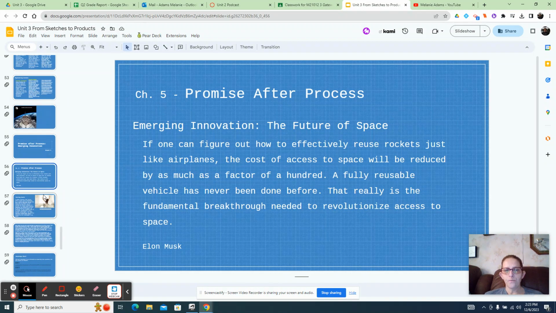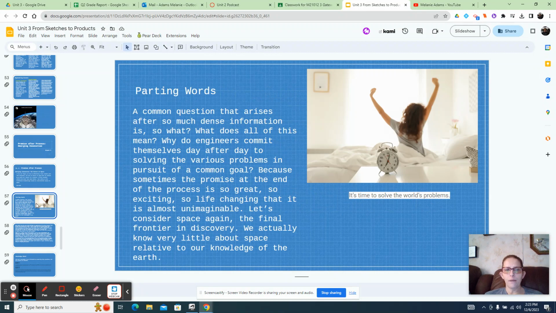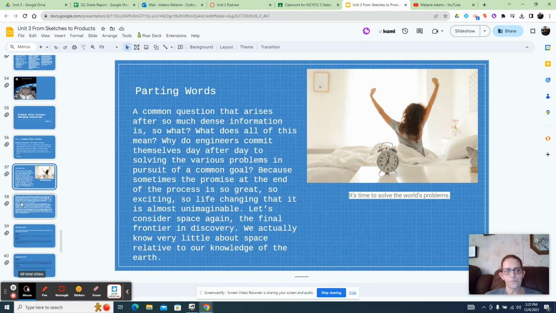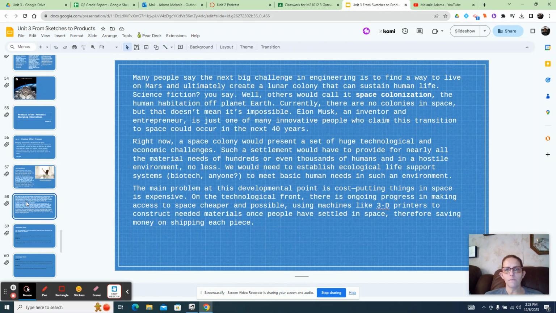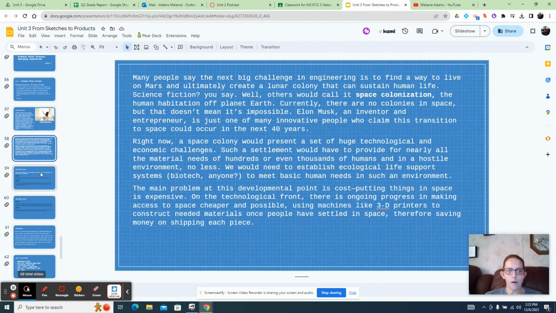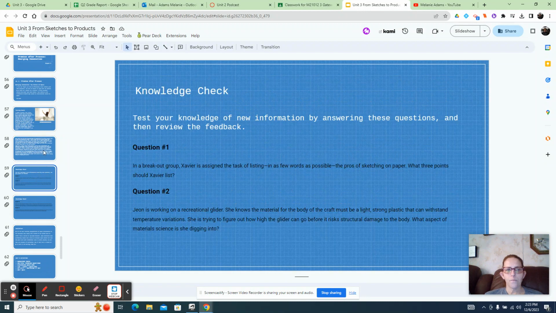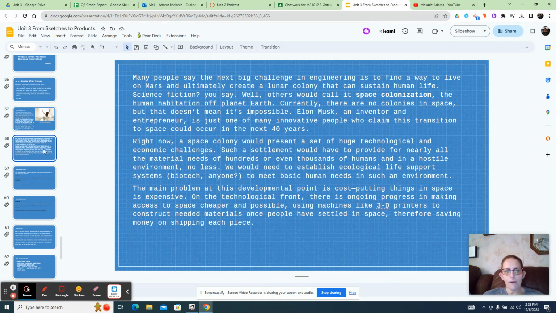emerging innovation. Okay. So this one talks about basically just a common question that arises. A lot of information was shared in this particular slideshow. So the next big challenge in engineering is to find a way to live on Mars in a lunar colony. We've heard this come up. Do we want this to happen? The main problem is the developmental point, cost, things like that. So what do you think?